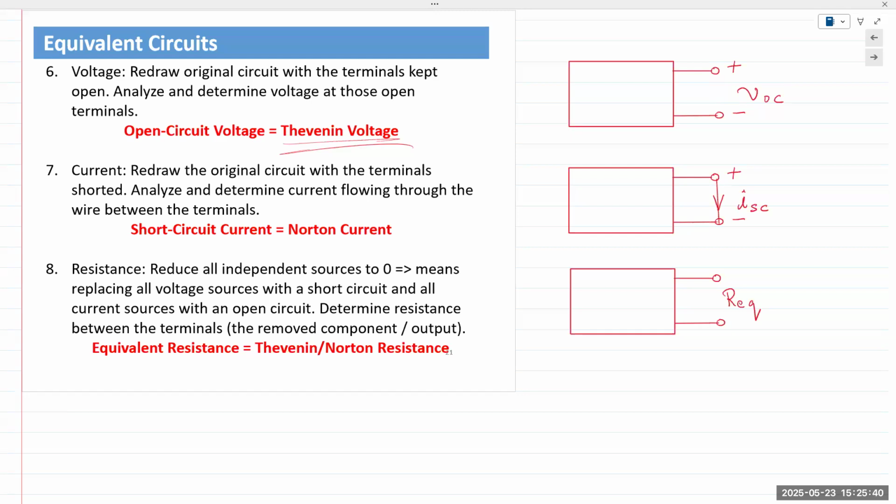So how many of you think you can solve a problem for Thevenin voltage and current? Let's look at an example. Any questions before I get to that? Anyone? No? Okay, let's look at an example.